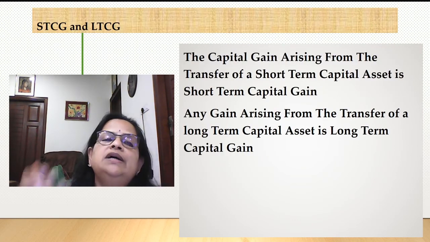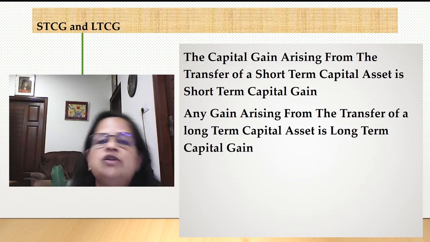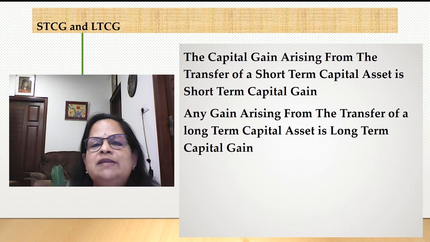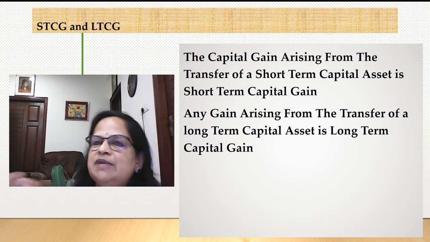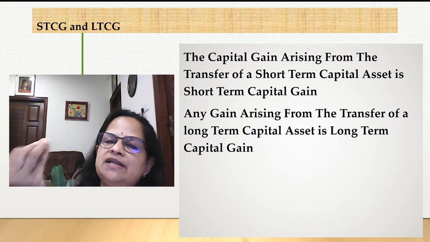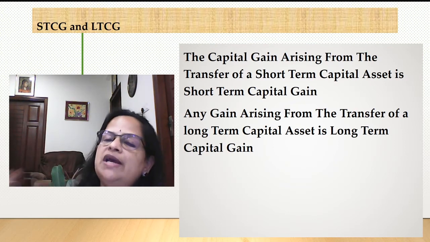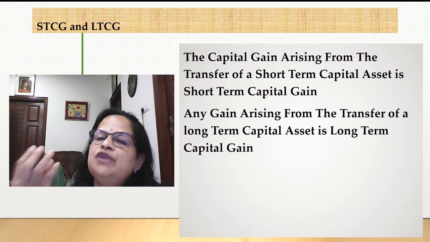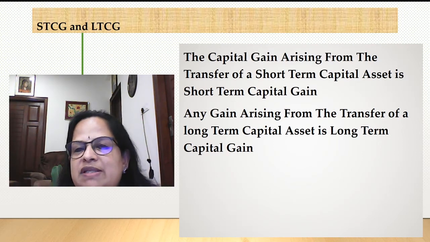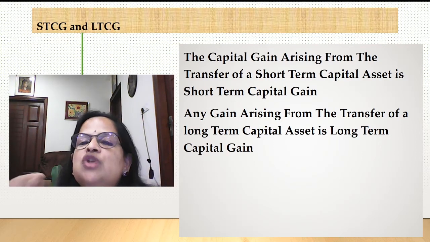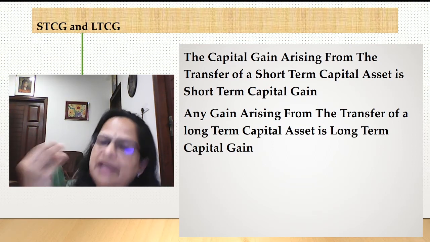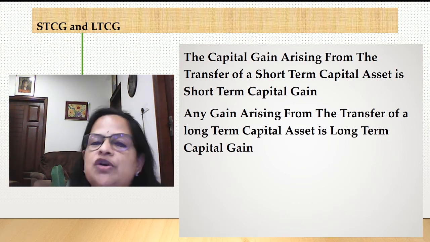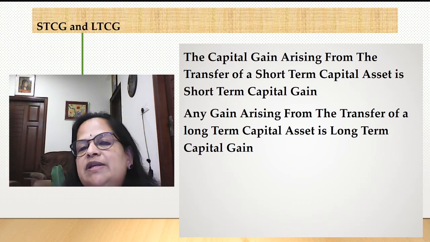Now, short-term capital gain and long-term capital gain. This is very simple. Capital gain arising from the transfer of a short-term capital asset is a short-term capital gain. See, if Infosys shares, listed, are sold and made a profit of 10,000, and the period of holding was 11 months or 12 months, then that will be short-term capital gain. Meaning any gain arising from the transfer of a short-term capital asset is a short-term capital gain.